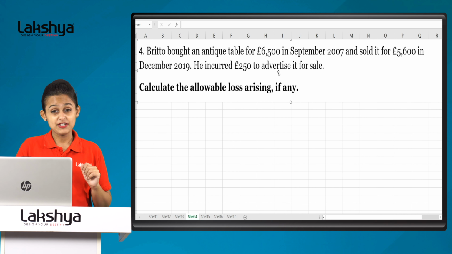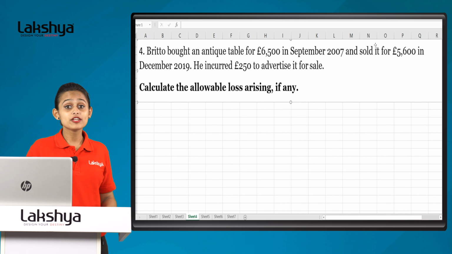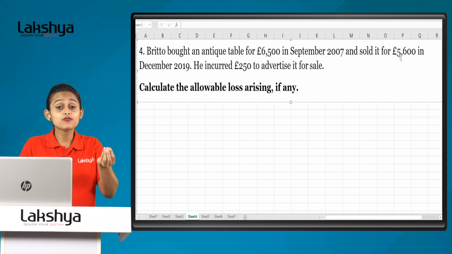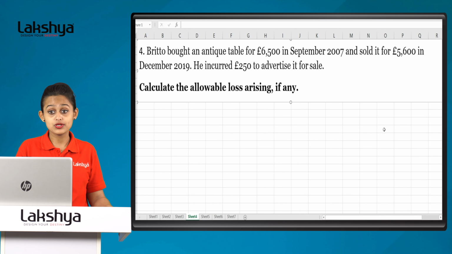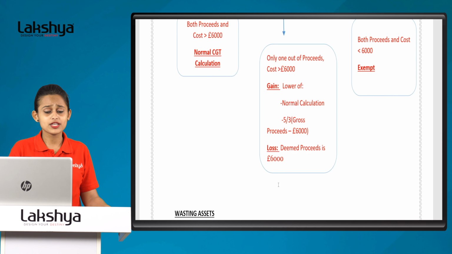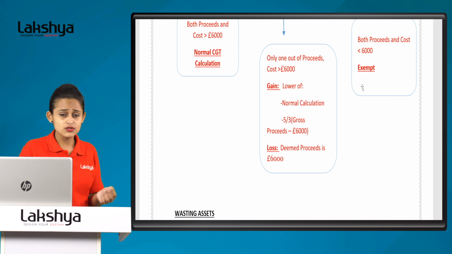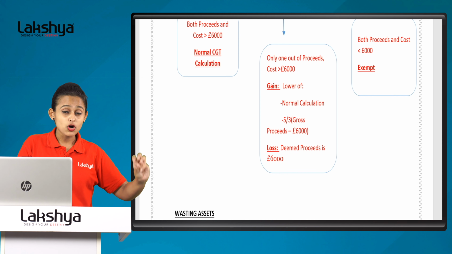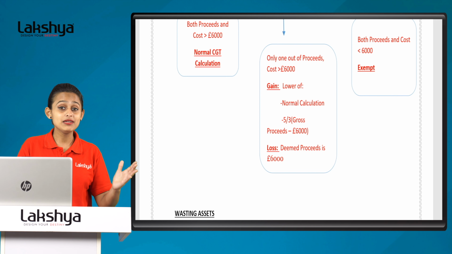If it's case 2, we have to check if it's a gain or a loss. He bought it for 6,500 and sold it for 5,600. So is this a gain or a loss? It will be a loss, because he sold it for a lower price than he spent on it. Now, if it is a loss, what is given to us in the chart is that deemed proceeds is 6,000. It means that in case 2, once you see it's a loss, whatever the proceeds given in the question, in the answer you will write the proceeds as 6,000. That is the meaning of deemed proceeds as 6,000.